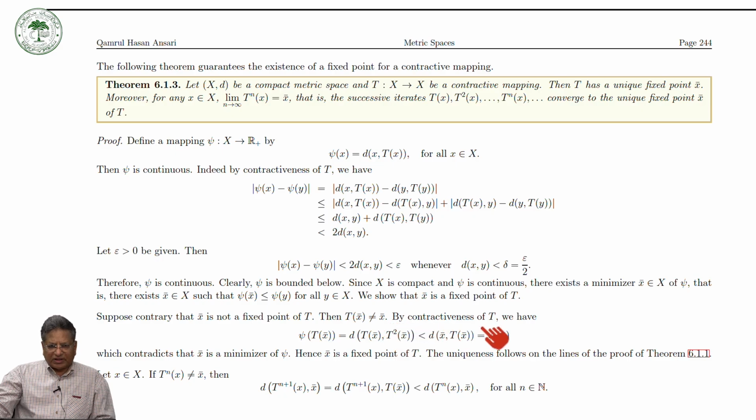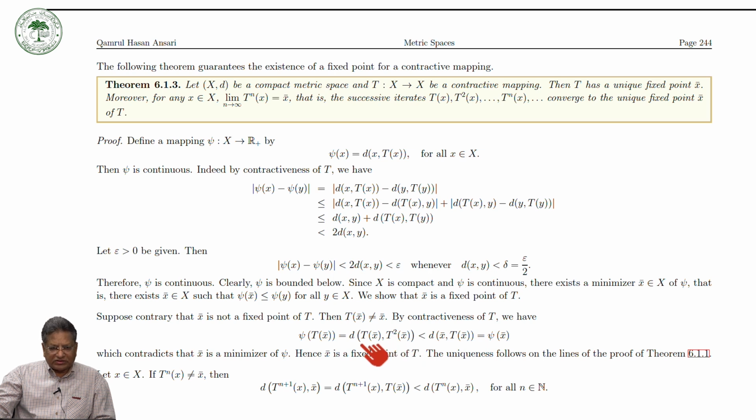Then by contractiveness of T, because they are not equal, we can take psi of T x bar. Psi of T x bar is equal to d of Tx, comma, d of T squared x, because psi of x is equal to d of x, T of x. So if it is x here, then x is here, and the second argument is T of x. If it is Tx, then here is Tx and here is T squared x. So here we will get T squared x.